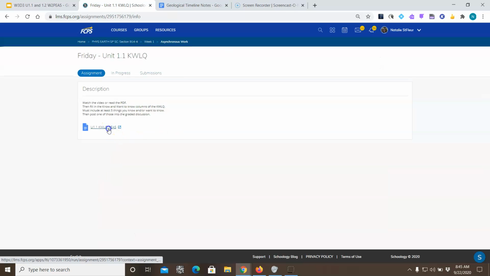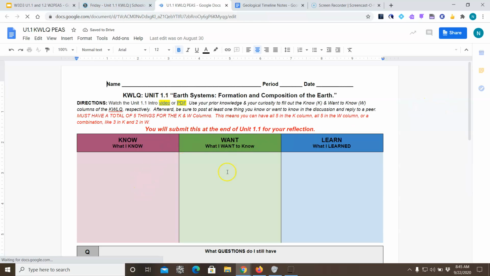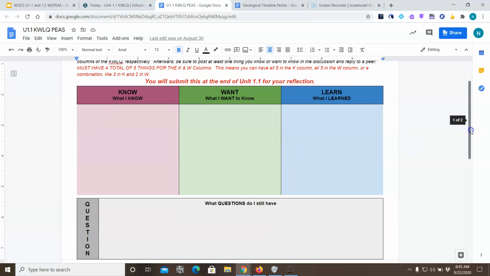Now, in this document, you should have already written down what you know and want to know about the topics that you were learning. Now you've learned some things. You're going to write down what you've learned and any questions you have here. Now, for the questions, it can be a clarifying question or something you're confused about, or it can be something that you're wondering, wanting to know more about.